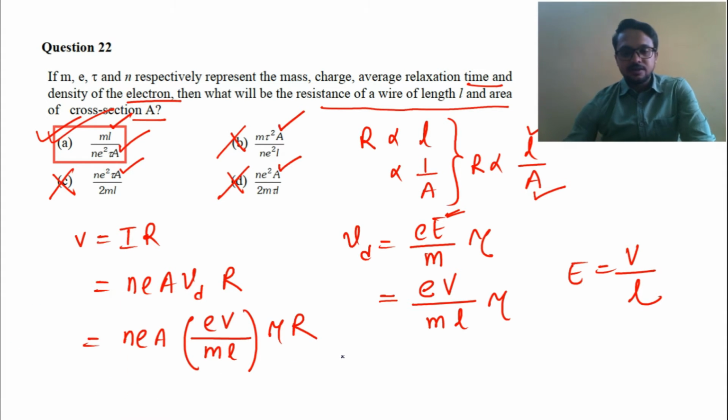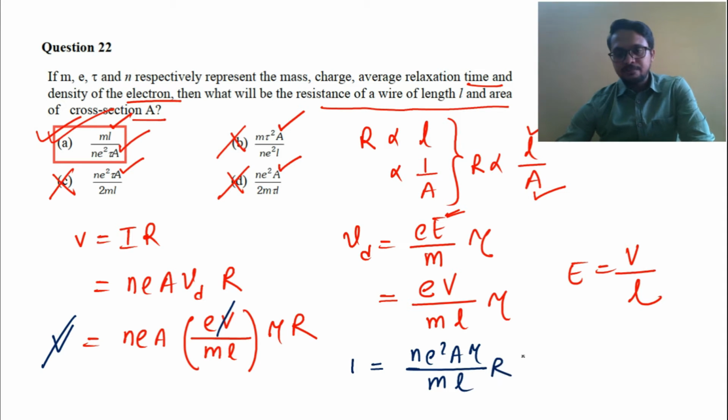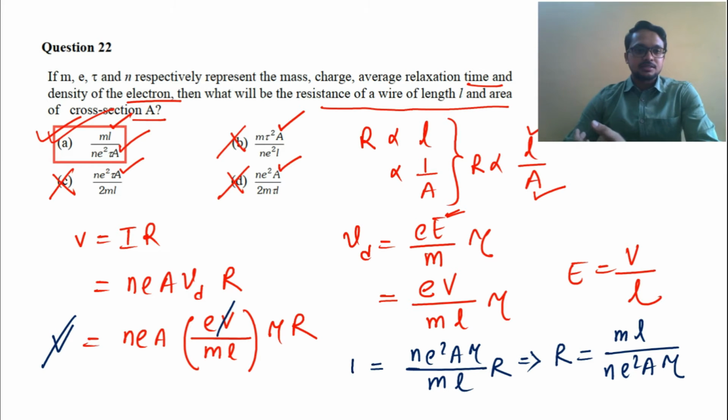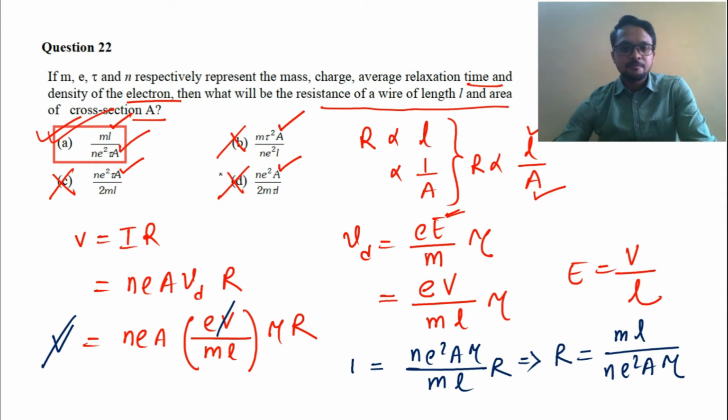Now V cancels out, so the remaining terms are 1 equals n e square A tau by m L into R. So finally R equals m L by n e square A tau. This is the complete process, and it is a lengthy process. So follow the shortcut method. Why would you do a lengthy process when you only have to choose the correct option? Here only in option A, L is in the numerator and A is in the denominator, and our expression is this. So the correct option will be A.